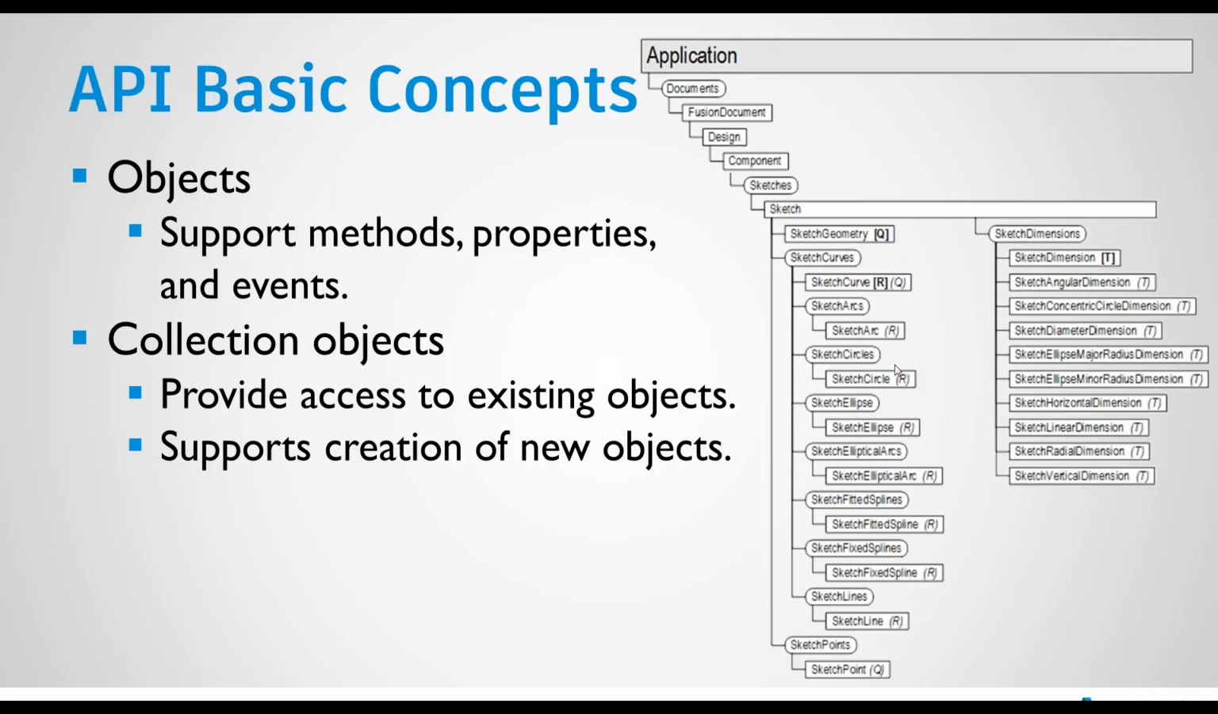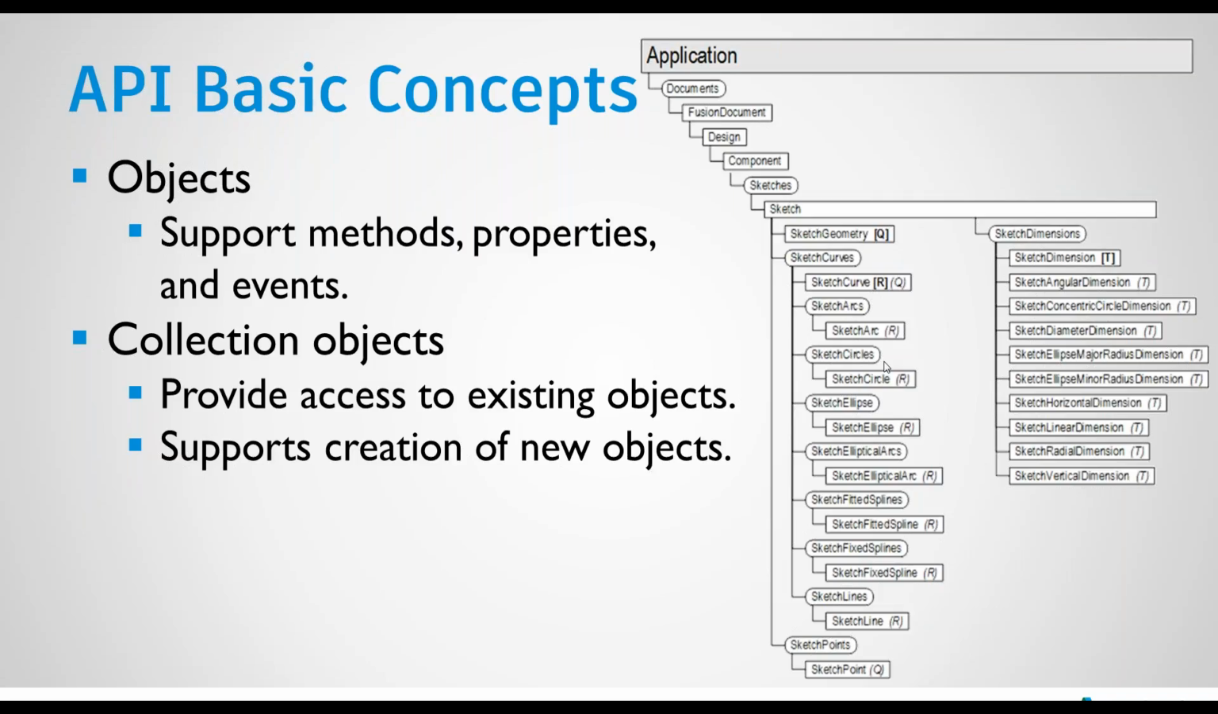So for example, you can see in the middle of the chart there's a sketch circles object. Every collection, there's no exception to this, has a property called item and a property called count. If I got the sketch circles collection for a particular sketch and I got its count property, that would tell me how many sketch circles are in that sketch. And then I could use the item property to get those circles. So if there were two circles, item sub 0 would give me the first circle, and item sub 1 would give me the second circle.